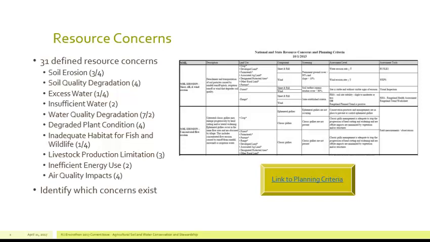Degraded plant condition is another one that can be related to soil quality degradation. With plant condition, obviously, a lot of the resources that the plant needs comes from the soil. So if we don't have healthy soil, we're not going to have healthy plants either.